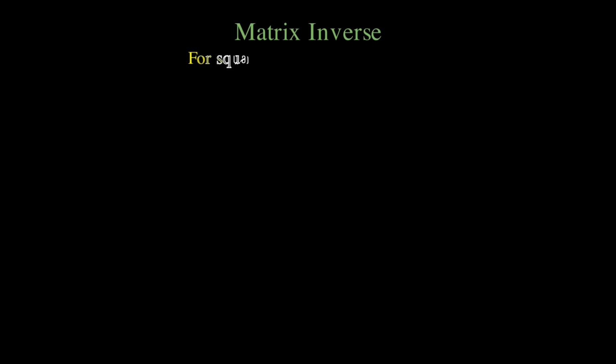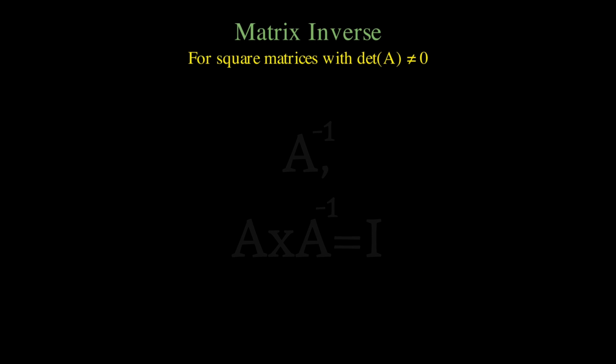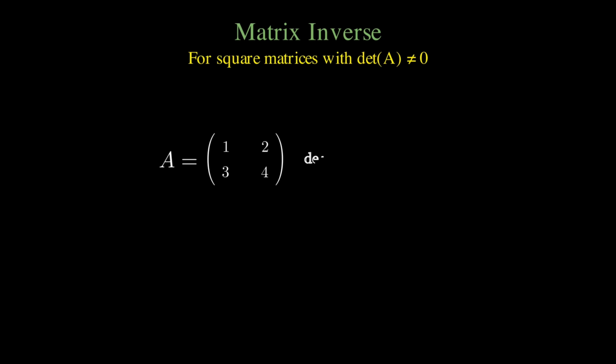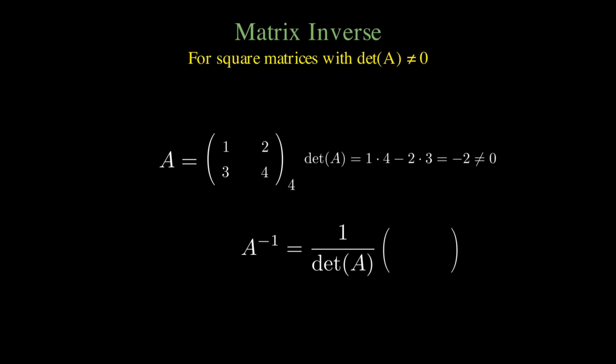Finally, matrix inverse exists only for square matrices with determinant not 0, called invertible matrices, denoted A^-1, such that A times A^-1 equals I. For example, with A as above, determinant is 1 times 4 minus 2 times 3 equals negative 2, not 0. The inverse is negative 2, 1 over 1.5, negative 0.5. To compute, use the formula for 2 by 2 or the Gauss-Jordan method for larger ones.